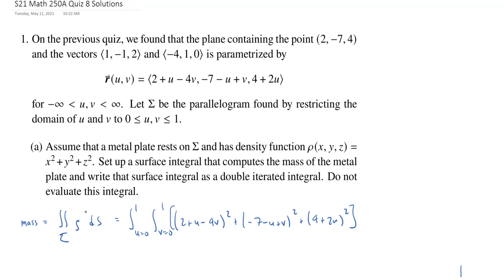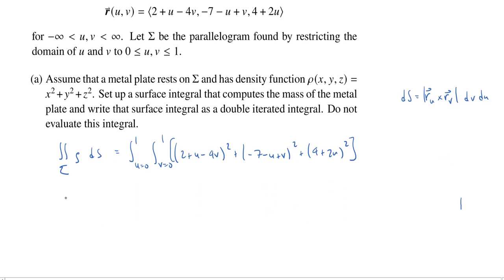And then we're going to need dS. So remember the dS in this case will be the length of r_u cross r_v, and then dA, which in this case we'll write as dv du. All right, so we're going to have to do a little bit of work: compute the r_u, the r_v, take the cross product, and find the magnitude. So let's do that down below.